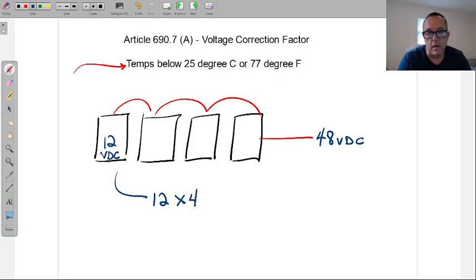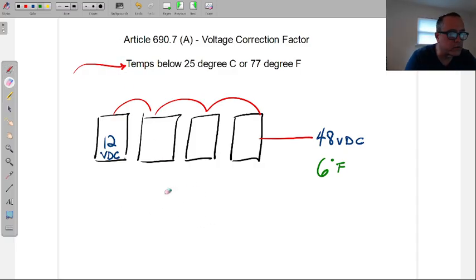Okay. So using the table now, the next thing that the factor is going to come in is what's the temperature that these solar panels are in. So let's say it's cold. Let's say it's dealing with, whatever, 6 degrees Fahrenheit outside. So now we're going to come back over to the table, and that's all we have to do now.